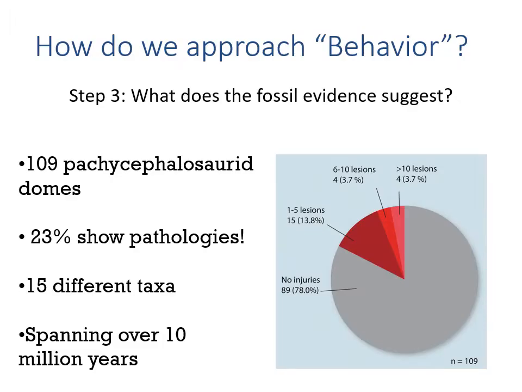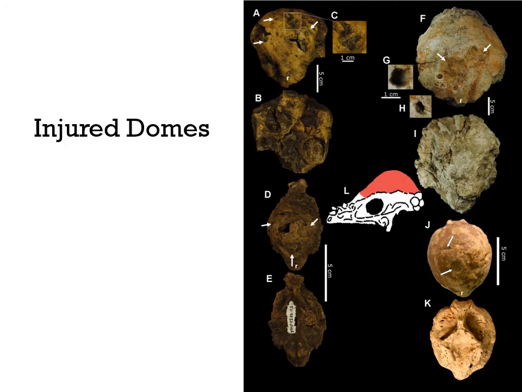So the next question then is, does this exist in the fossil record? So what we did for this particular study is we looked at 109 pachycephalosaurid domes, and we found that 23% of them show these types of injuries or pathologies. Now, this wasn't just in one type of pachycephalosaurid. It was in 15 different species, and it spanned over 10 million years. So over 10 million years, 15 different types of pachycephalosaurids, and we found that about 23% showed these kinds of injuries.